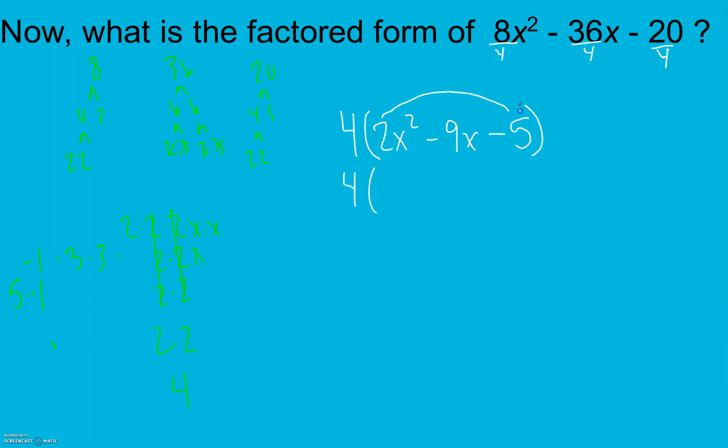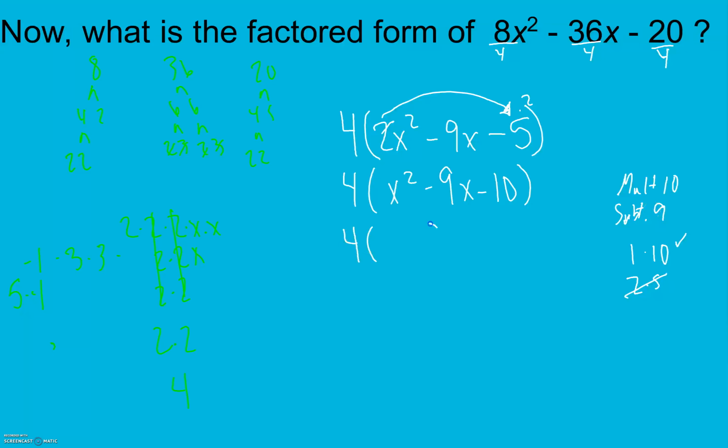I'm going to swing my 2 to the back as multiplication. We're going to multiply to 10, subtract to 9. Our options for 10 are 1 and 10, which subtract to 9. We also could have tried 2 and 5, but that doesn't subtract to 9. So here I'm going to rewrite this in my factored form. To multiply to x squared is x and x. Since we subtracted, we found the difference, and we're going to have different signs. And the sign in the middle tells us that our bigger number, 10, is going to be negative.